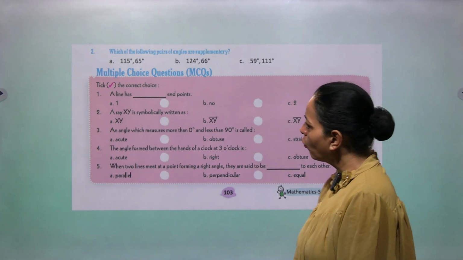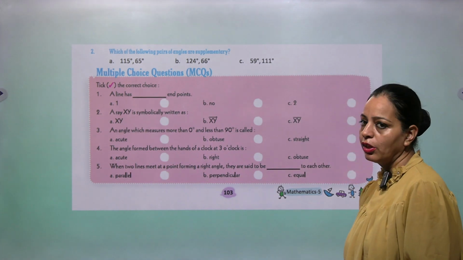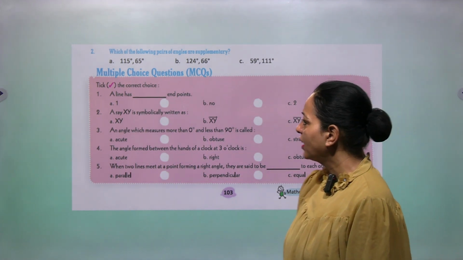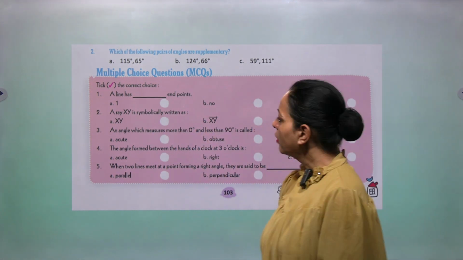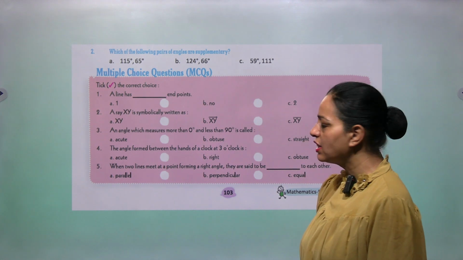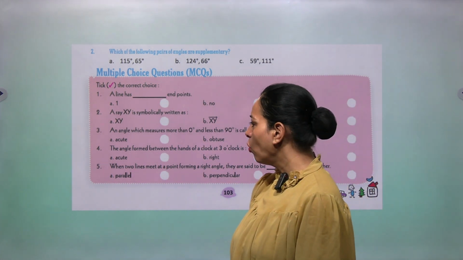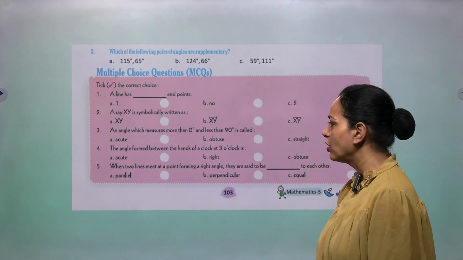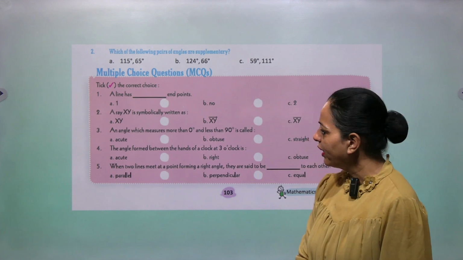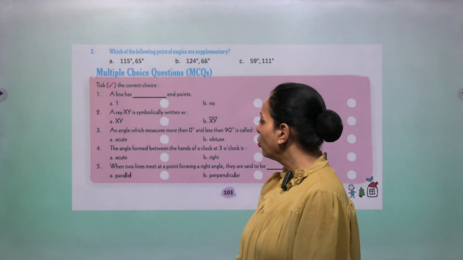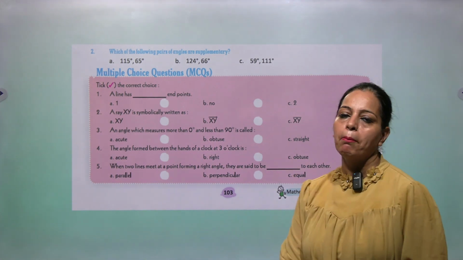So some MCQs over here, you can do it. A line has dash endpoints, no endpoints. A ray XY symbolically written as which symbol? It is B. The third one, an angle which measure more than 0 degree and less than 90 degrees is called acute angle. The fourth one, the angle formed between the hands of a clock at 3 o'clock, you can find out, that is right angle.